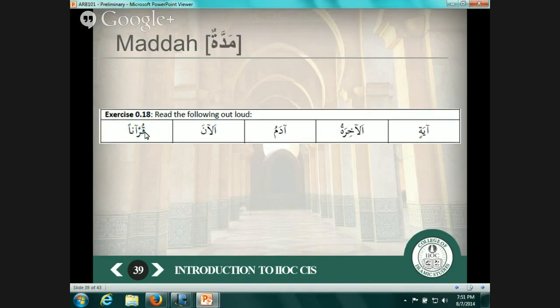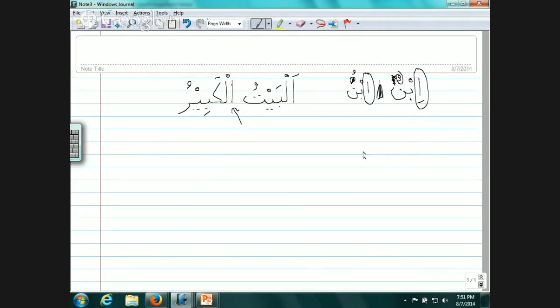Okay. Moving on. Madda. There's something called madda, and this is a very easy one as well. Very, very easy. Even easier than the alif maksura. All madda is, see this little squiggly line here? What does this little squiggly line actually mean? I'll tell you what it means. Just divide this board here.